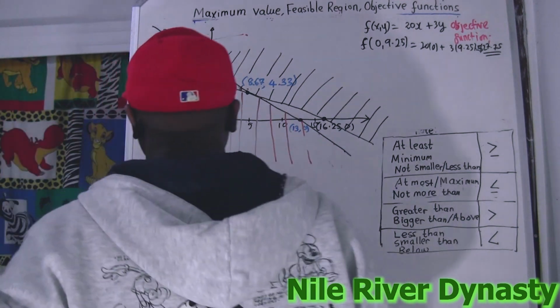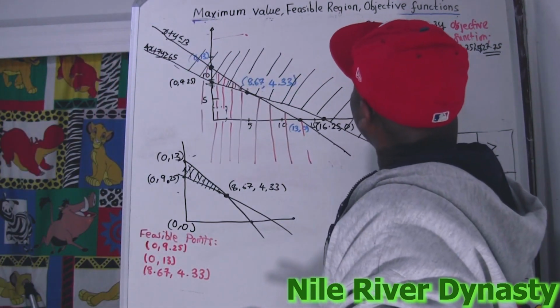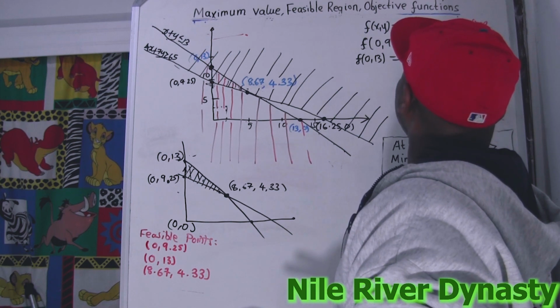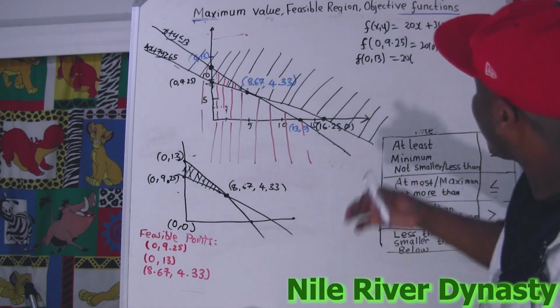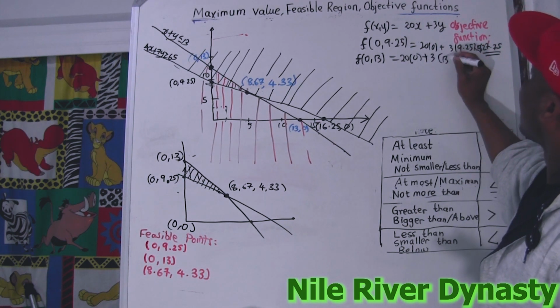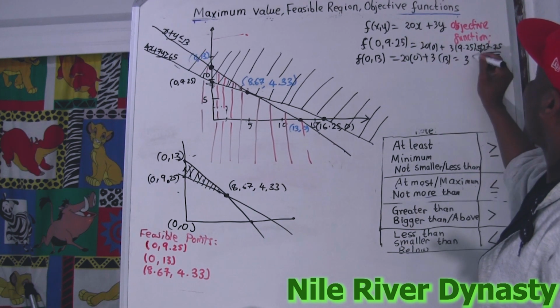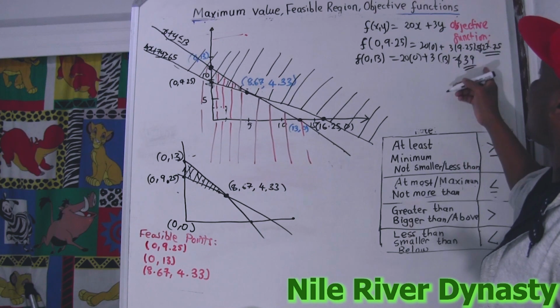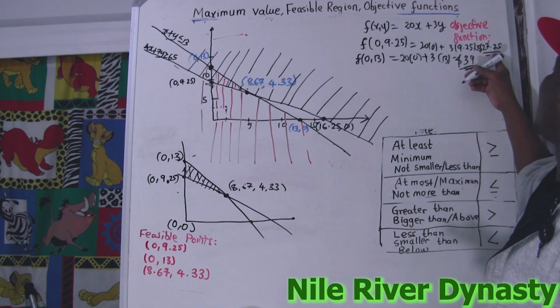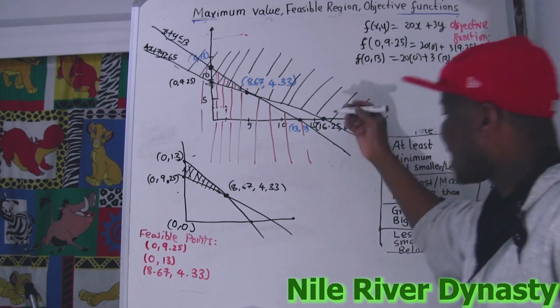Now we go for the second one, 0 and 13. We put it in the salary function, to see which one is going to make more salary. So this is 0 plus 3 times 13, which is 39 US dollars. So if he uses this feasible point, he's going to make more money compared to the first. So by any means, the first is not a good deal. This is better.